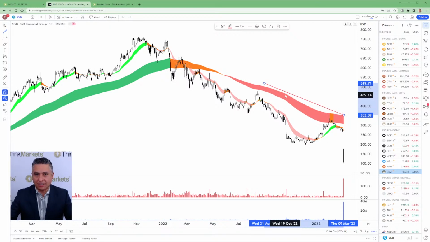Not only is it dark pink, just the color of it compared to the green in my traffic light system, or the orange, which is amber, hey, be careful, think about getting out. And you can just see how well my traffic light system works on this chart. But it's the size of it as well. So when it's very thin, it's just being established. As it starts to expand, it's growing in strength and magnitude, that trend. And we can see it was very wide actually and expanding just before the collapse.